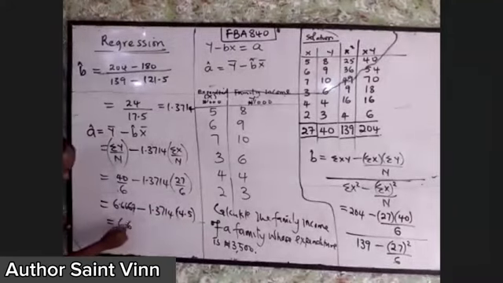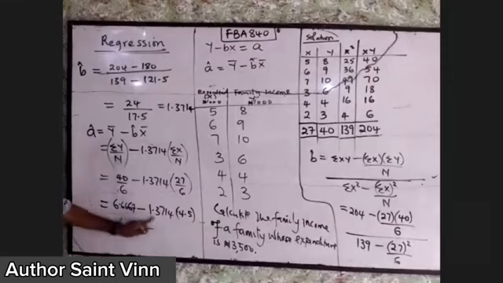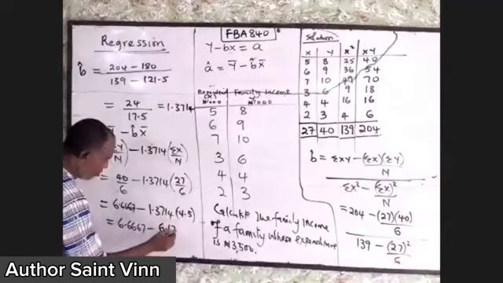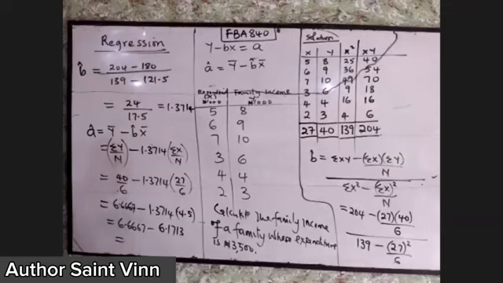So this one is 6.6667. I have multiplied it. 1.3714 times 4.5 is 6.1713. I have subtracted. What do we have? Okay, 0.4954. So that is our Y intersection. Is that okay?